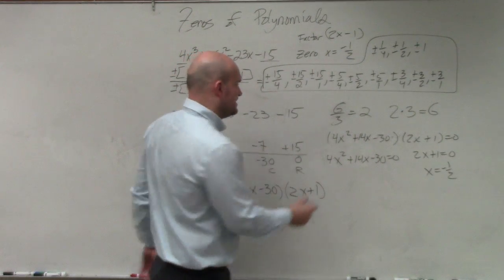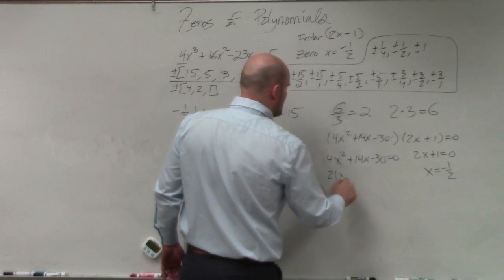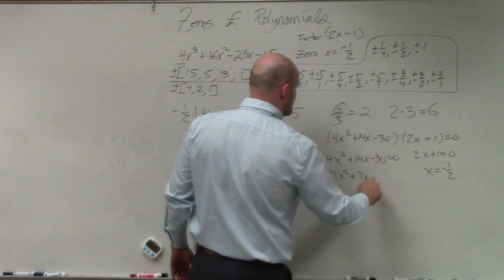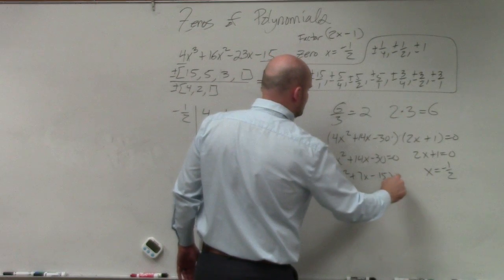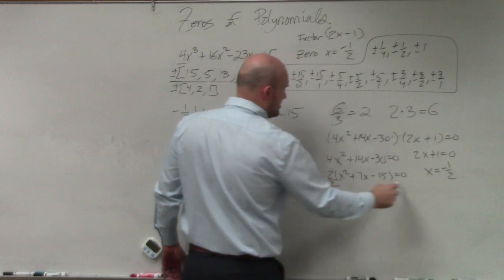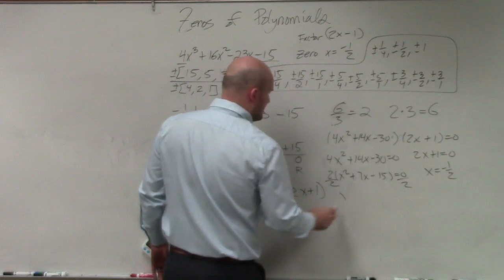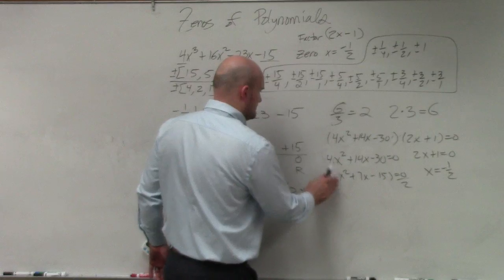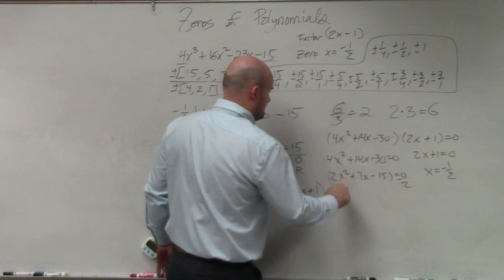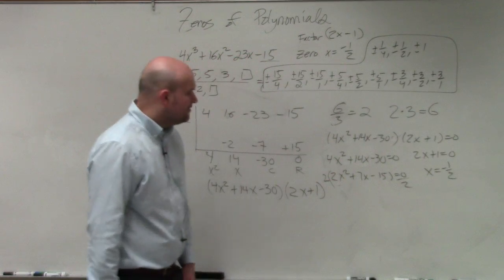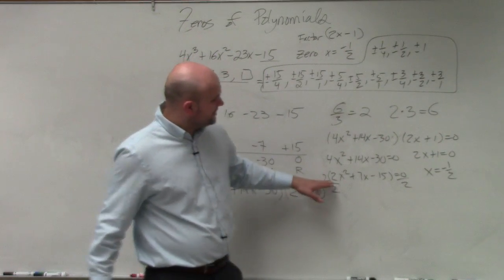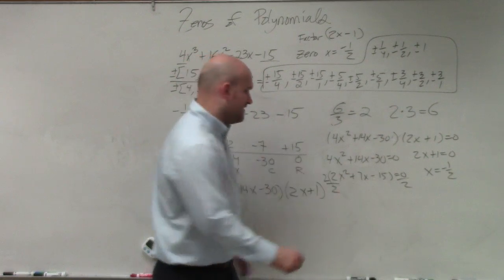So first of all, here I see that I can factor out a 2. So I factor out my GCF of 2, leaving 2x squared plus 7x minus 15. Divide that 2 on both sides. Factor out the 2, and then I divide it out on both sides. So now basically I have this. I need to see if I can factor it.